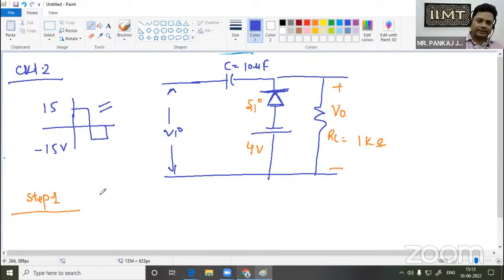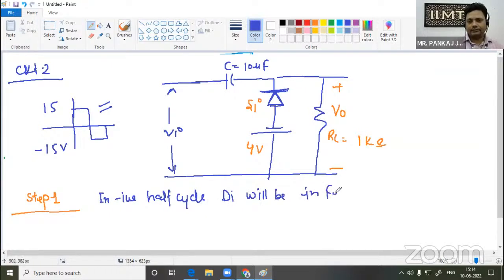So this is the n-type semiconductor which is connected in the upward direction. So I will write here, in the negative half cycle, this silicon diode will be in forward bias condition. Okay, so I am making the equivalent circuit here. So it will be minus plus Vi.